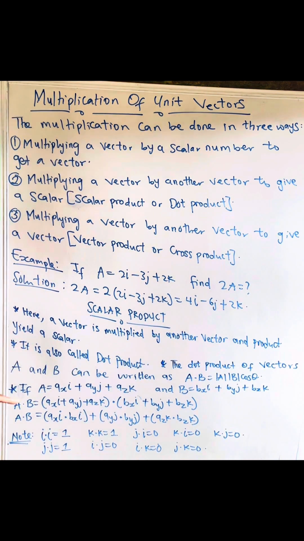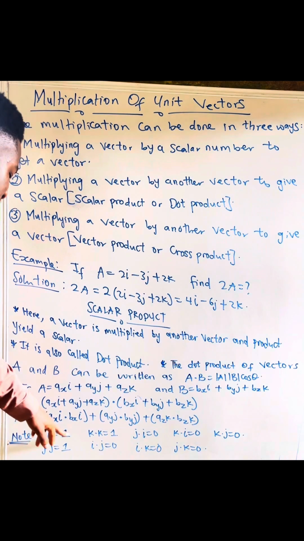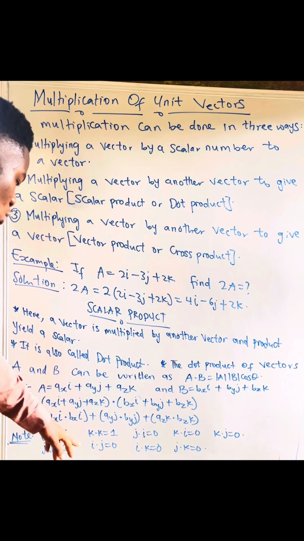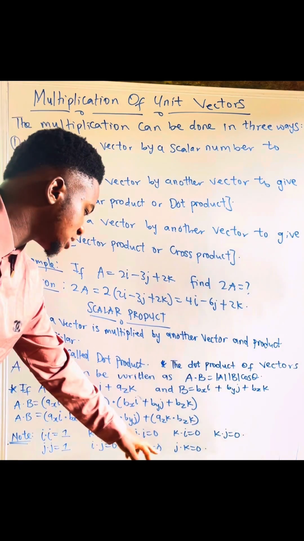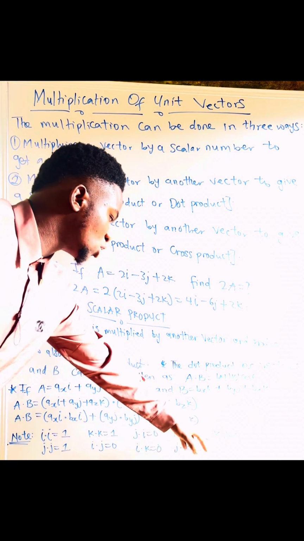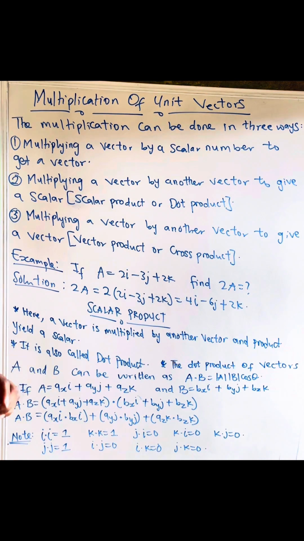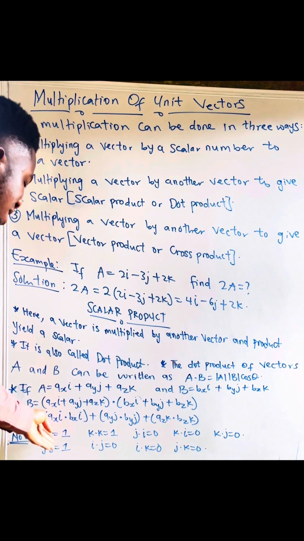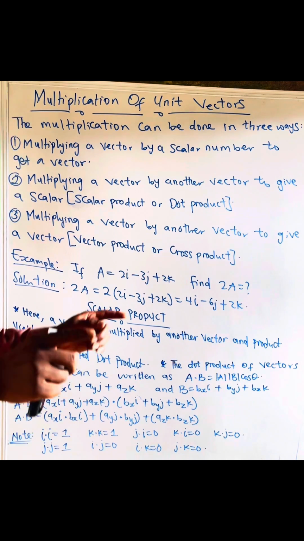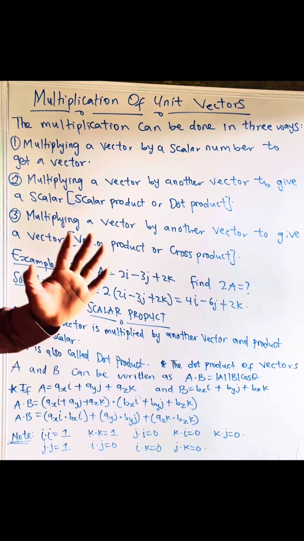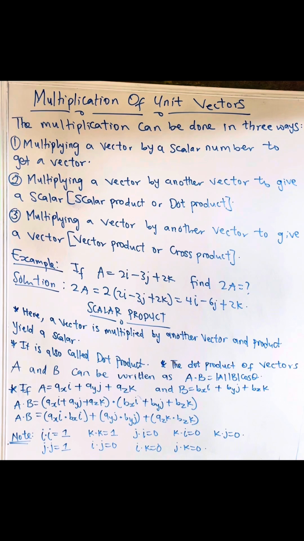And you have to note that in scalar product, i dot i equals 1, j dot j equals 1, k dot k equals 1. But i dot j, j dot i, i dot k, k dot i, j dot k, k dot j equals 0. This simply means that the multiplication of similar unit vectors is 1, while the multiplication of dissimilar unit vectors is 0. Now let's look at a typical example, guys.